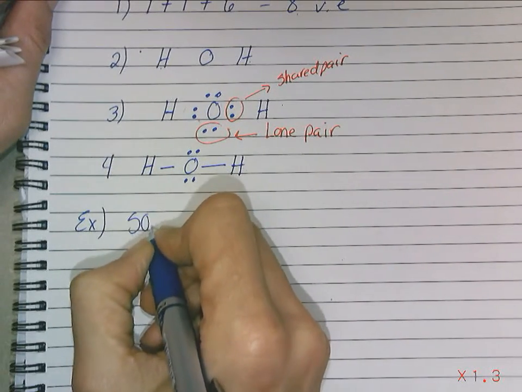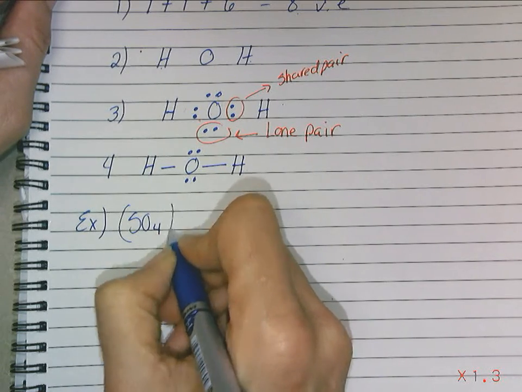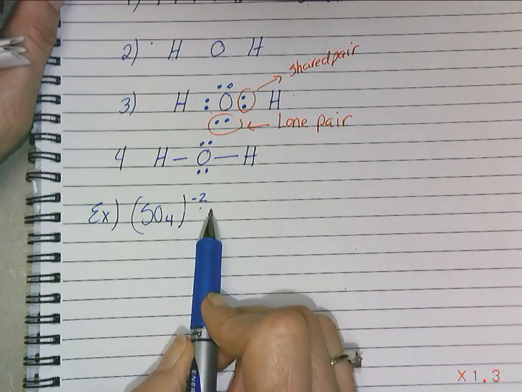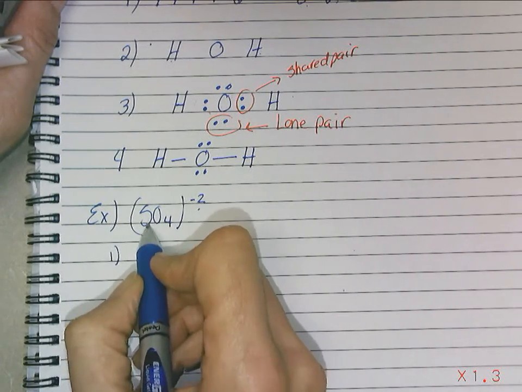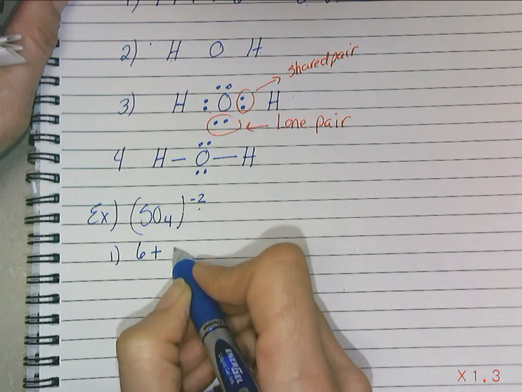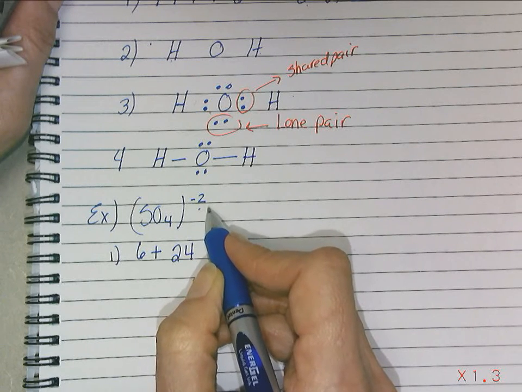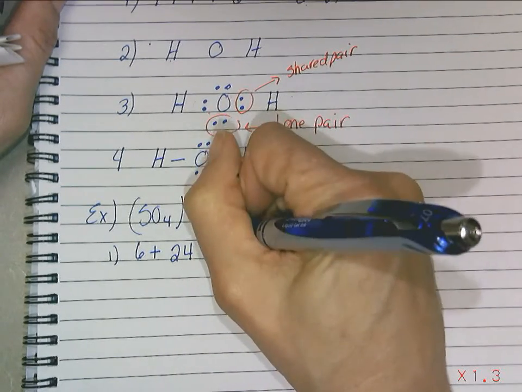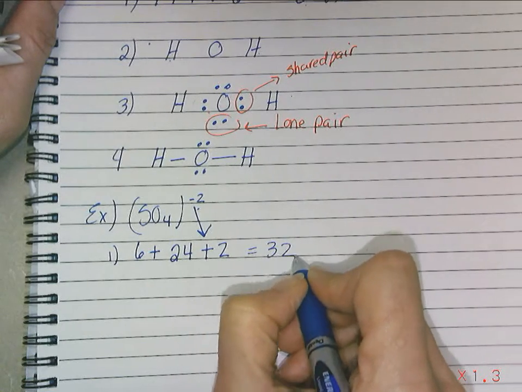I'm going to do SO4 with a minus 2 charge. Now it's got a charge on it, so watch what I do with this. I'm going to count up all my valence electrons again. Sulfur has 6. 4 oxygens, each one has 6, so that's 24. Minus 2, guess what? We're anti-math here, so minus 2 means to add 2 electrons. That's where that comes from. Minus 2, add 2 more. This adds up to 32.